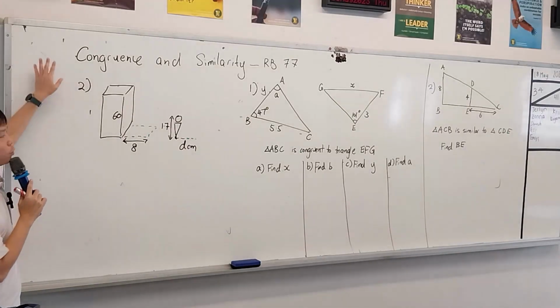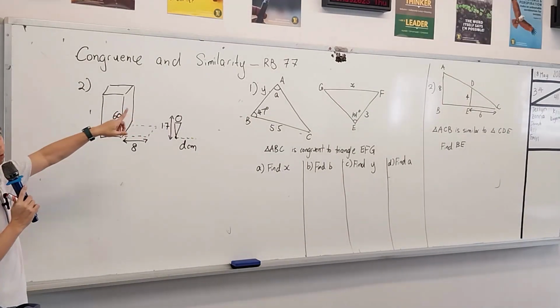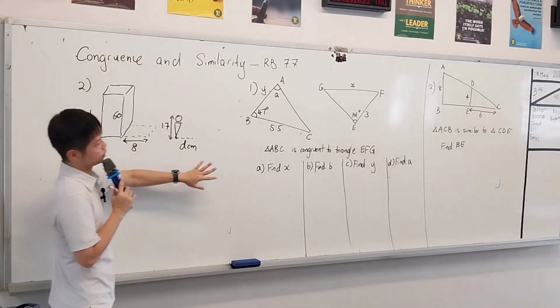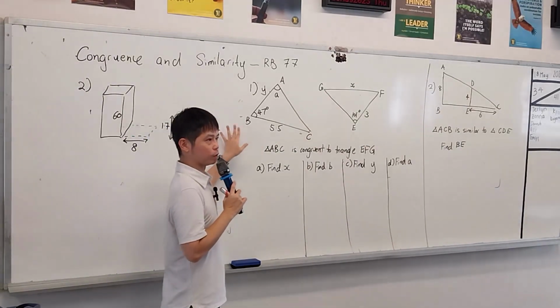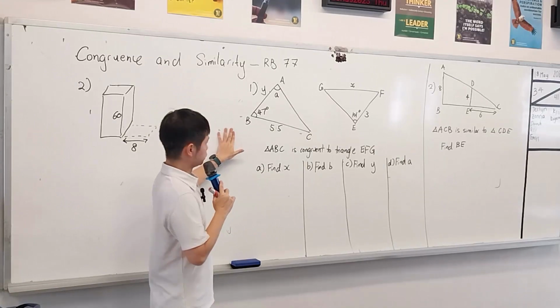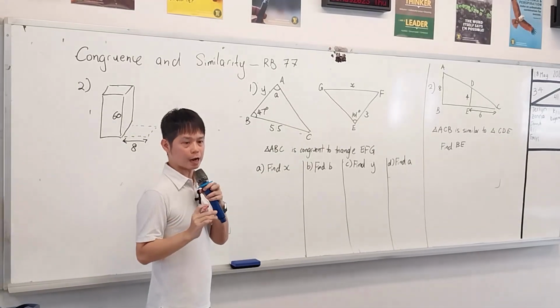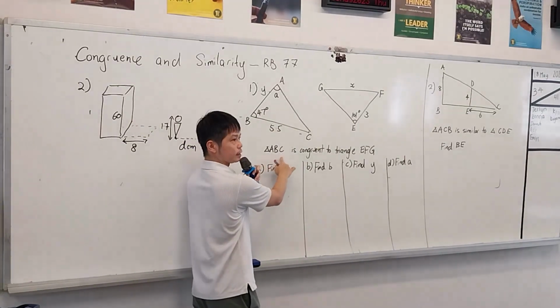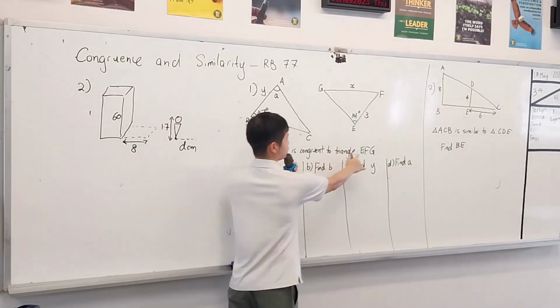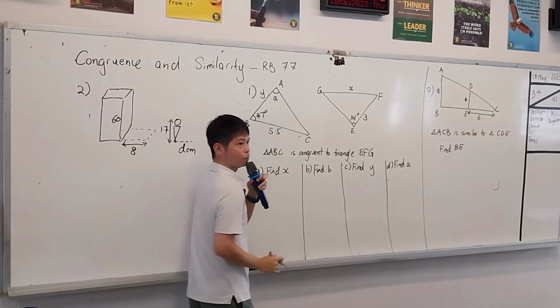Alright, today we are going to cover congruence and similarity. It's in your resource book, page 77, somewhere around there. We are going to first start with a question on congruence. The important thing to take note of is that all these letters are corresponding letters. What does it mean?